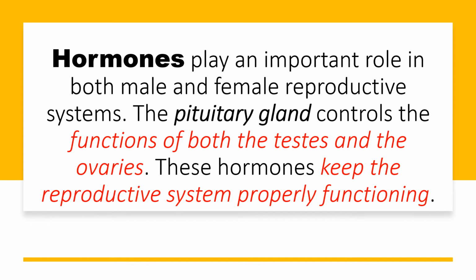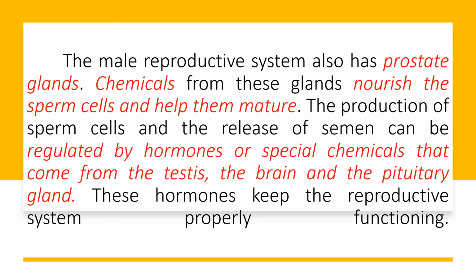We know that testes are the ones that produce sperm cells, while ovaries are the ones that produce egg cells. And these hormones are the ones that keep the reproductive system properly working. So this time, the male reproductive system also has the prostate gland. Chemicals from this gland nourish the sperm cells, and this helps the sperm cells mature.